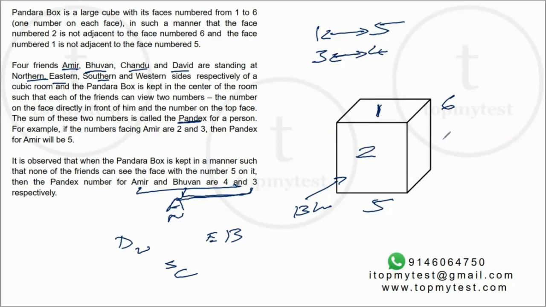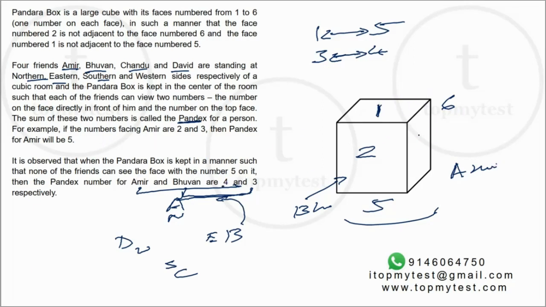Right, which means one side, it says Amer will have a pandex number of 4. So if you go here, this side will be Amer. You go clockwise, you get Amer, Bhuvan, Chandu and David. So from Bhuvan to Amer, you'll have to go anti-clockwise. Anti-clockwise, you will reach Amer. Amer has a pandex number of 4.